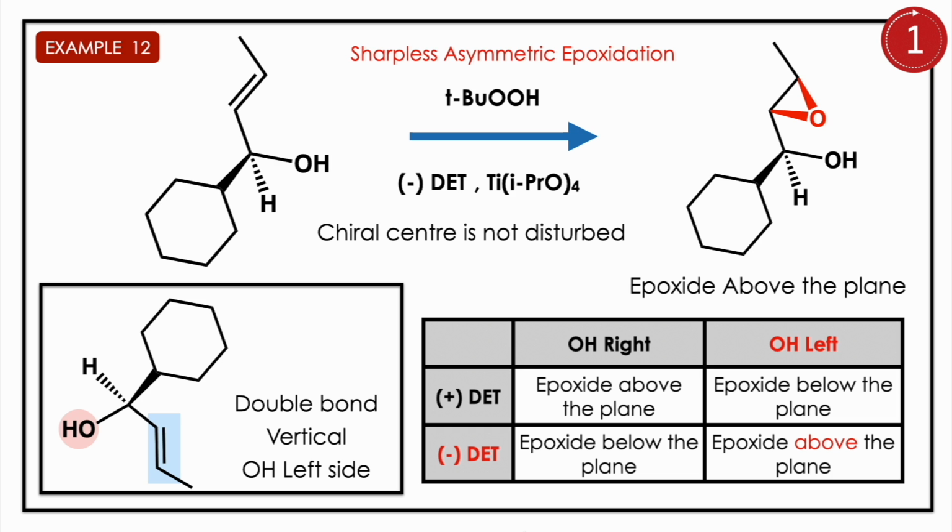Why this problem is important? Here you have another chiral center. It is not disturbed at all. It is a retention of configuration. Even though it is near to reaction center, it is not disturbed. So the concept you have to learn here is in Sharpless epoxidation, other chiral centers are not disturbed.